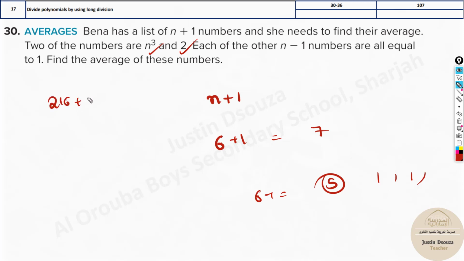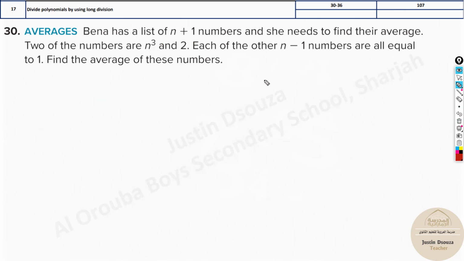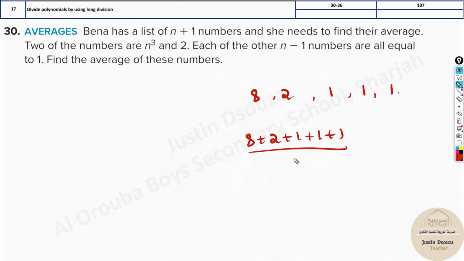So 216 plus 2 plus 1 plus 1 and divided by 7, right? All the total numbers. Instead of this example, I will just give you another easy example. Imagine I have the numbers 8, 2, 1, 1, 1. Just for understanding's sake, I need to find the average of these. What do I do? I will add them all up. I will add these numbers and divide it by the total number, 1, 2, 3, 4, 5.